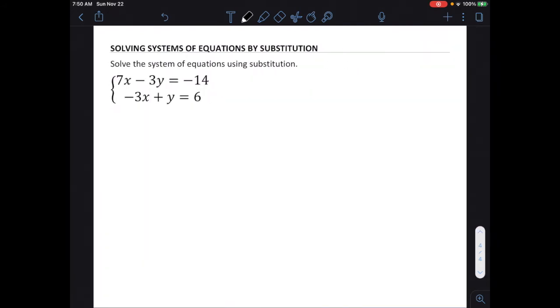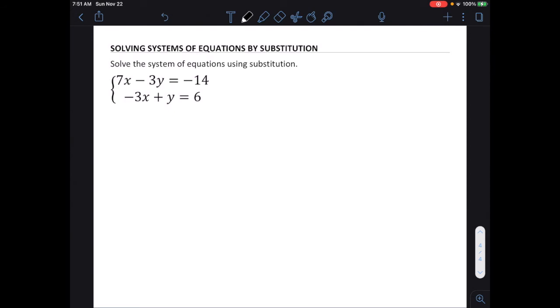All right, one more example, the last one. If we look at this last one, it's not obvious that there's something we can substitute because we don't see an x equals or a y equals by itself. But if we look at that second equation, we can notice we have negative 3x plus y equals 6. We already have the y by itself.